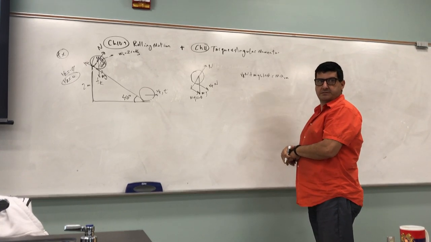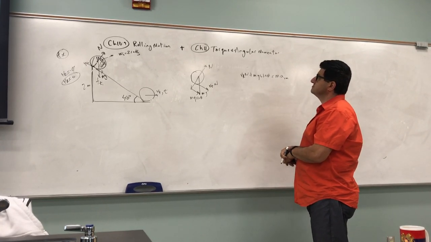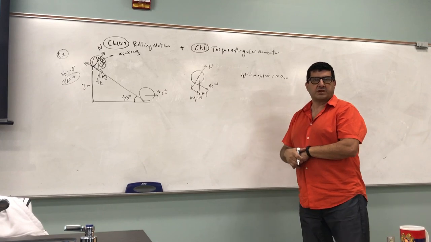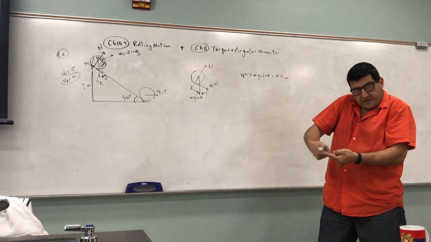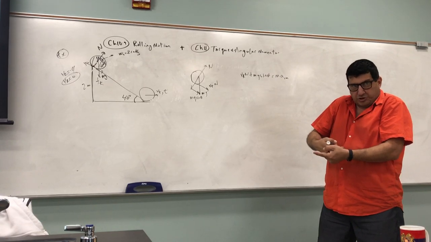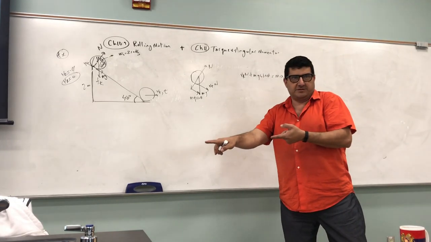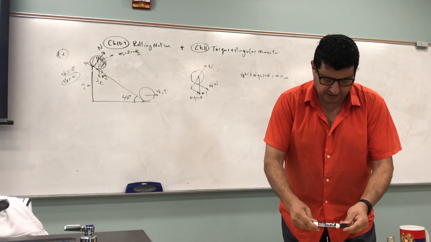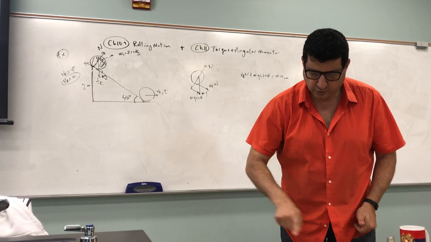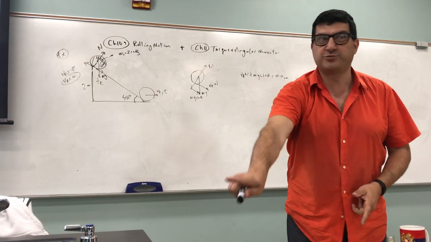Why is the mu k N going in the opposite direction? Because since it's over-rolling, the contact point is moving back, so the friction opposes the way that it's moving. Why did it go forward? Because friction pushed it forward.